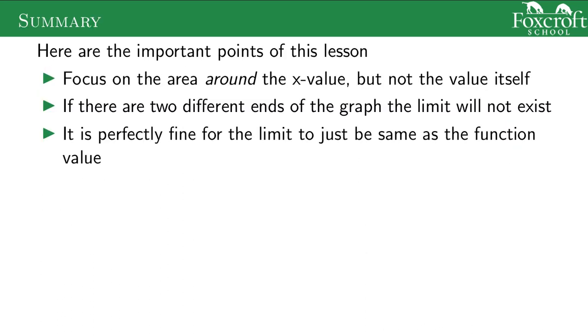All right, so here's a summary of what we just covered. Focus on the area around the x value, not the value itself. So when you have something like this, you ignore that one single dot and just focus on the actual line part of your graph. If there's two different ends to the graph, when we have this kind of jump situation, your limit's not going to exist. And it's perfectly fine for the limit just to be the same as the function value. If I just have a function that looks like this, this could be the limit at that value. It's not always going to be something weird happening. Sometimes it's just the function value. All right, so that's how to evaluate a limit from a graph.